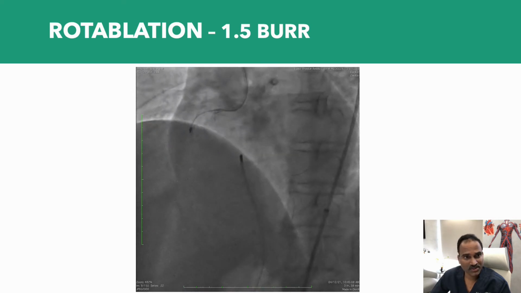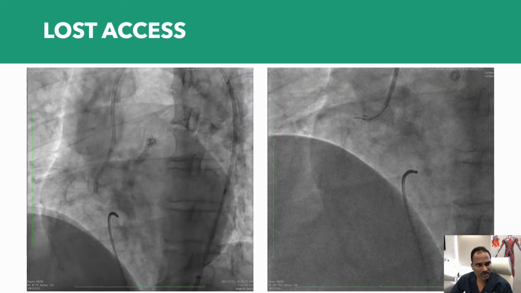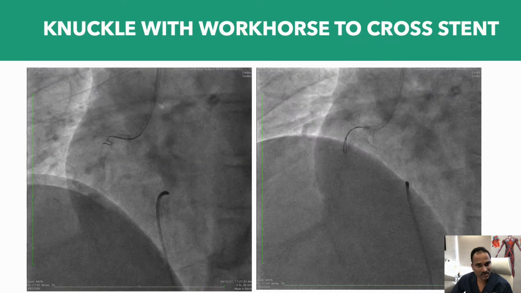At this juncture, during the course of rotablation, I lost my wire. You can see here the guide catheter backed out of the RCA, and the wire is looped in the aorta. In the process, I lost the wire in the right coronary artery also, so I had to change my guide and rewire the entire right coronary artery.